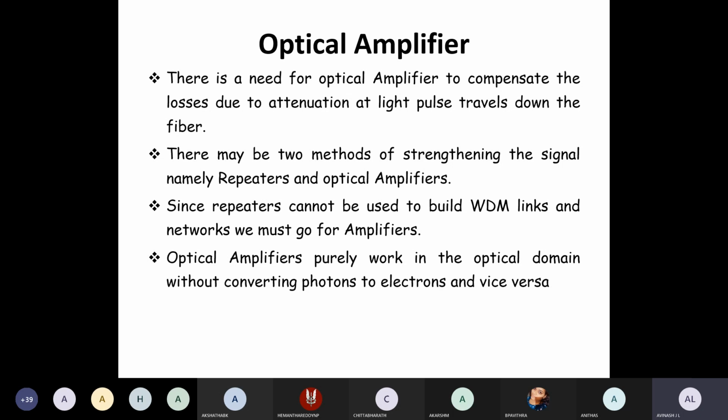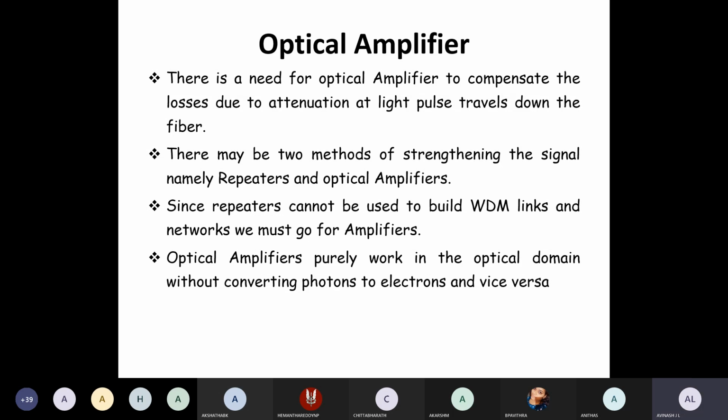Wavelength division multiplexing cannot happen with them, and see what happens: a repeater, once you design it, is designed for one particular wavelength. So when we are doing wavelength division multiplexing, obviously the repeater will get confused. The corresponding wavelength is not matching. So in order to avoid all those things, we must go for the amplifiers. That is the first thing.